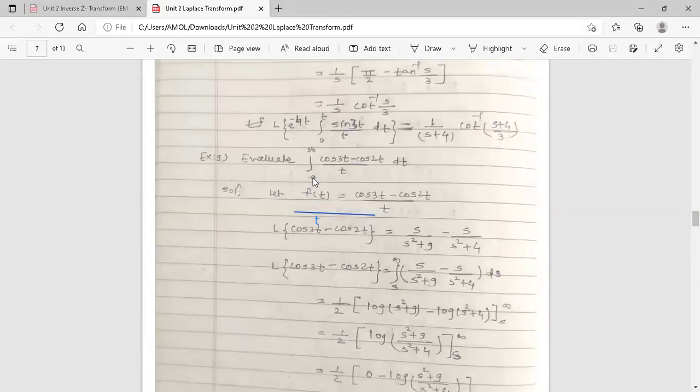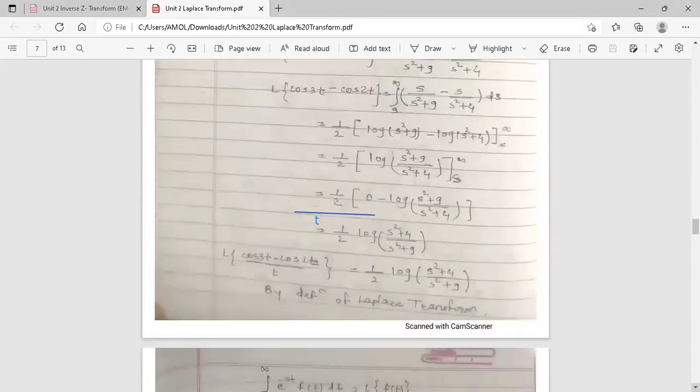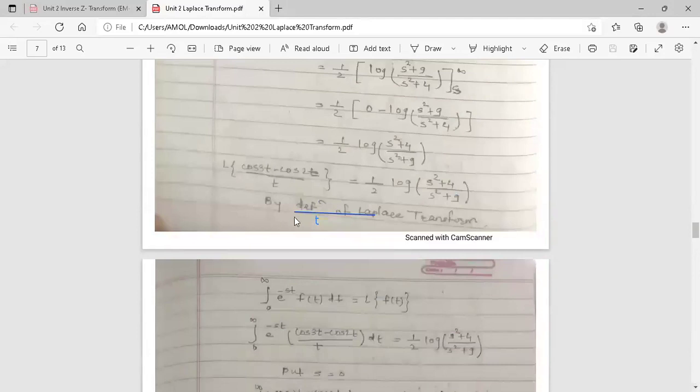Now, we want the value of this integration. The integration was 0 to infinity, and inside the bracket the function is there. So, using the definition of Laplace transform: the integration from 0 to infinity of e raised to minus st f of t dt is equal to the Laplace of f of t. This is the definition. Now, what is f of t? F of t is this function, cos 3t minus cos 2t upon t. What is its Laplace transform? It is 1 by 2 into log of s square plus 4 upon s square plus 9.